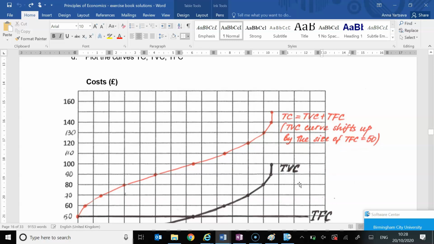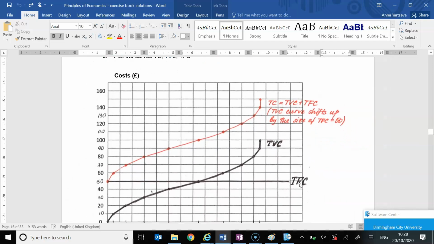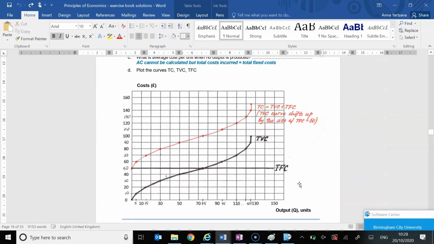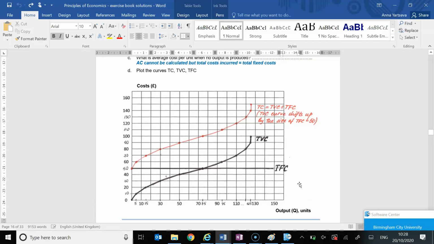You are asked to plot curves: total cost, total variable, and total fixed. And this is a very simple task. So you just follow the scale and your graphs will look like that. So very simple. I'm pretty sure that all of you will cope. You just plot point by point, curve by curve.